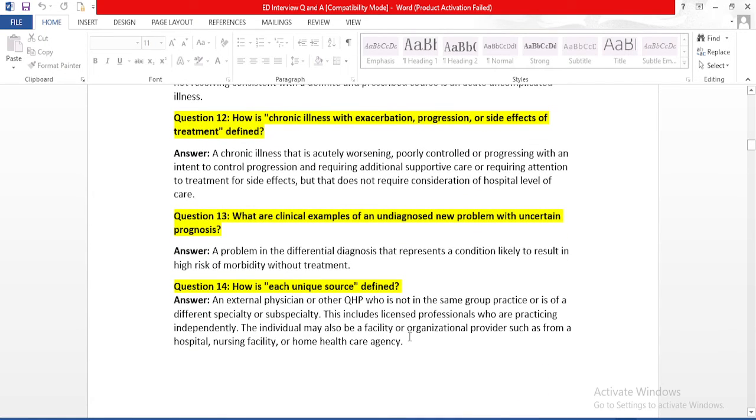So a chronic illness that is acutely worsening, poorly controlled or progressing, with an intent to control progression and requiring additional supportive care or requiring attention to treatment for side effects, but that does not require consideration of hospital level of care. For example, if you take blood sugar like diabetes, a few patients may have poorly controlled diabetes, but those patients need not be admitted to a hospital. They will control their blood sugar using home treatment, which will come under chronic illness with exacerbation or progression or side effects of treatment.